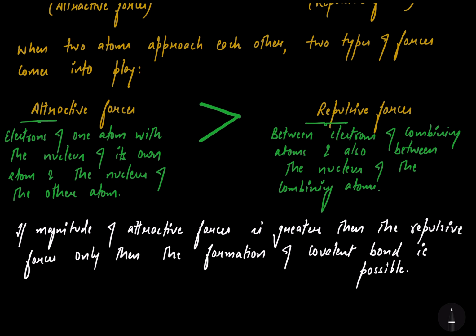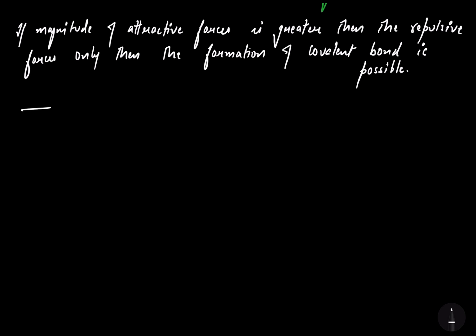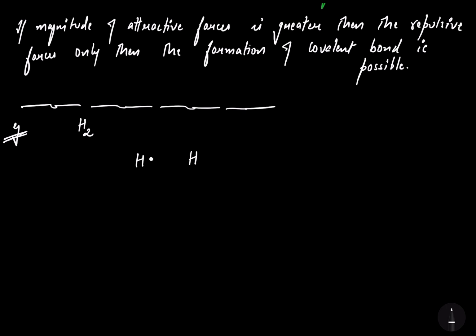Now let's take an example. I'm taking the example of the H2 molecule. Here we have two hydrogen atoms. How many valence electrons does hydrogen have? One. And the other will also have one. They will share these two electrons with each other to have the duplet of the nearest noble gas helium, and the formation of a covalent bond will take place.